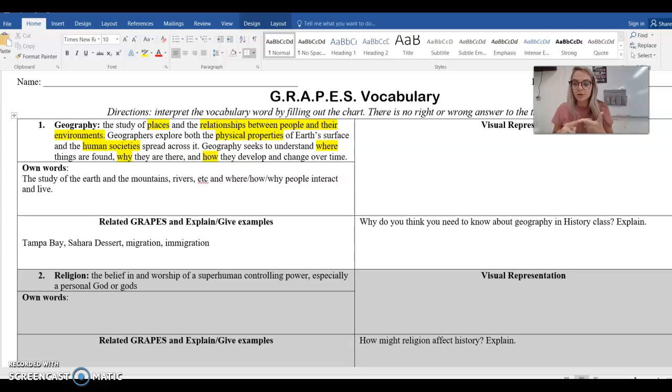You're going to have proper nouns. You're going to have things like the Sahara Desert. You're going to have not proper nouns like a delta or mountains. And then you're going to have things like I said, migration, immigration. Those are talking about how people are interacting with their environment and moving across the Earth's surface.